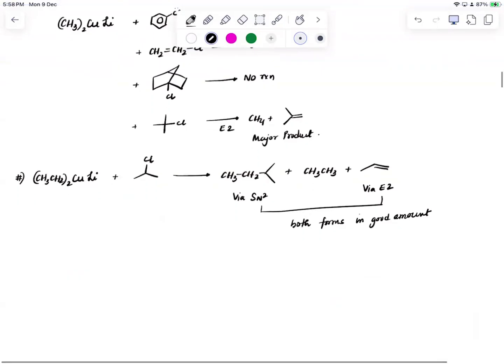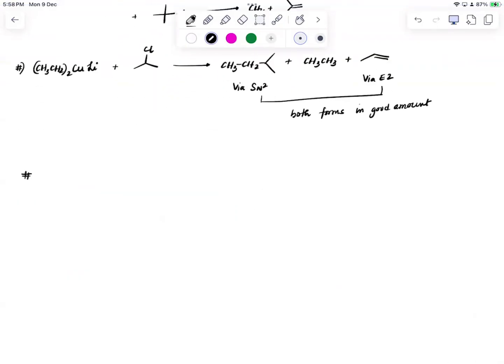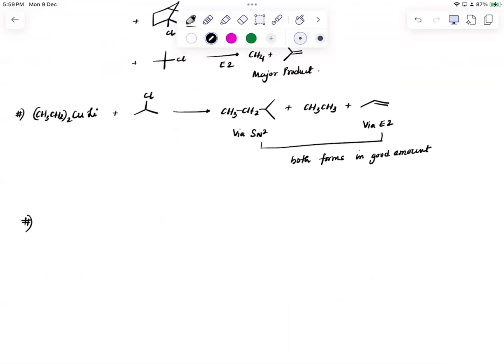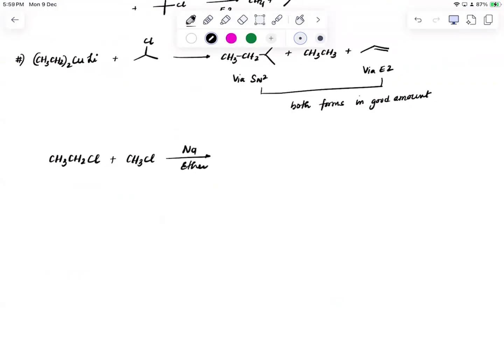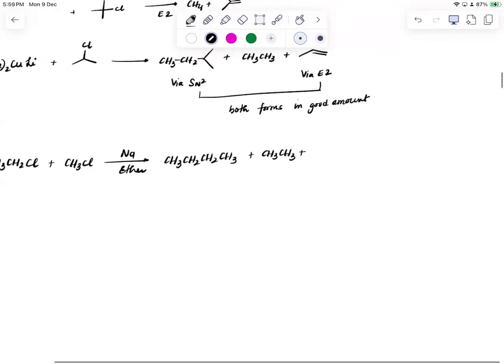Yes, sir. Now, sir, you said in Wood's reaction you can't get major product as propane. Why is that? Right, see, in Wood's reaction, suppose if I take CH3, CH2, Cl, and I have CH3, Cl, and then I use sodium and ether, correct? Now, tell me what are the products I'll get? I'll get the product as CH3, CH2, CH2, CH3. This is one product. I'll get CH3, CH3. This is the self coupling. Then we have cross coupling, CH3, CH2, CH3.